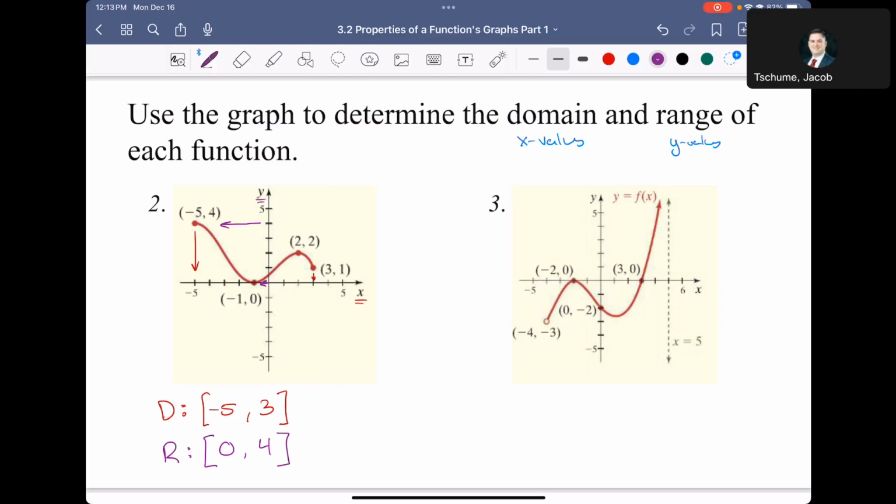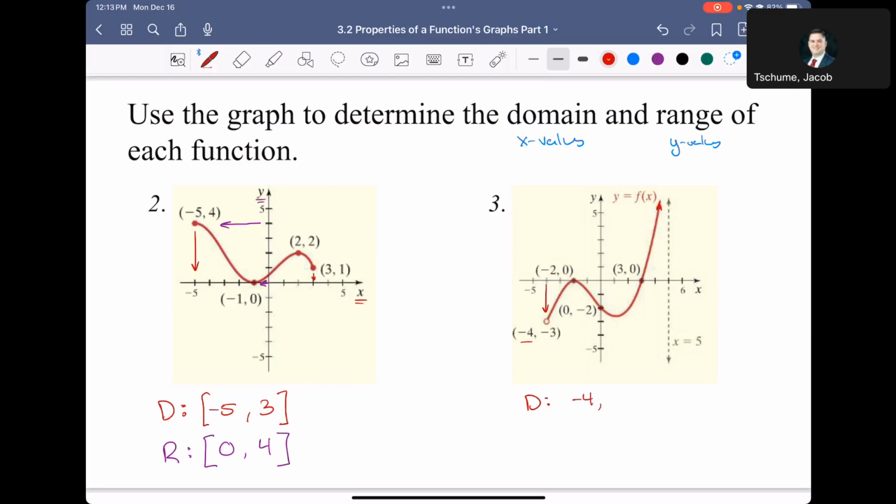Let's do it again for one that maybe is not as traditional. So number 3, find the domain and range of this graph. Well, once again, to find domain, I'm going to focus on the x values. Now, in this case, the left endpoint is pretty easy here. If I look, the furthest left this graph goes is right here at this open circle, which has an x value of -4.